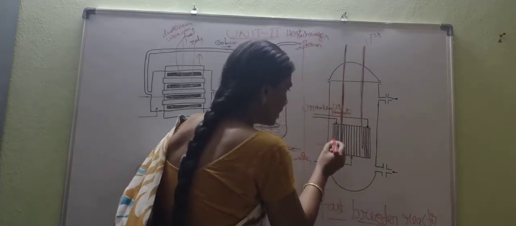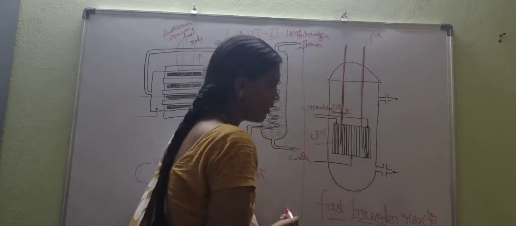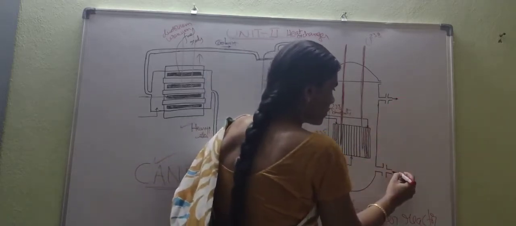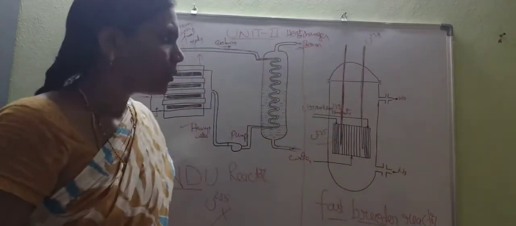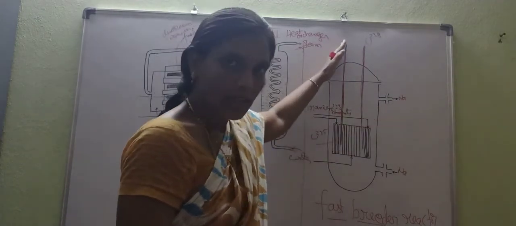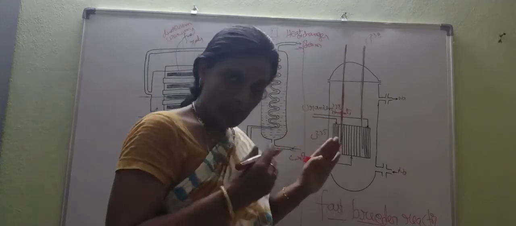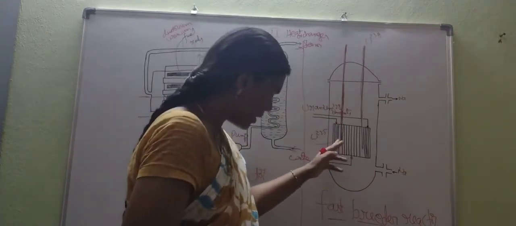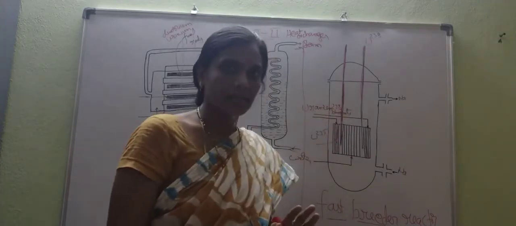So these are the uranium-235 fuel rods. This is our liquid sodium metal. Here the coolant used is liquid sodium. Control rods are used as uranium-238. Blankets are used as, which means that the uranium-235 is surrounded by uranium-238 blankets.